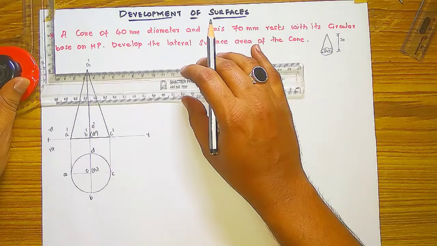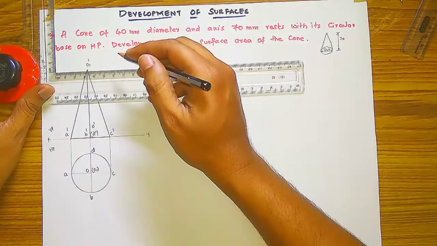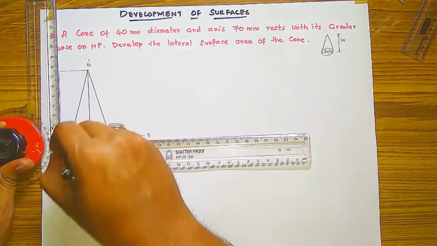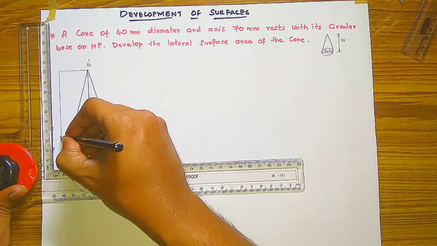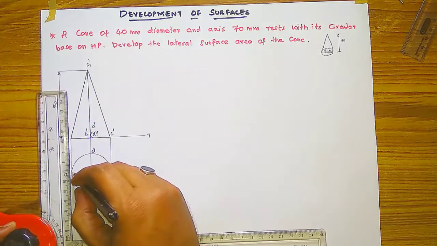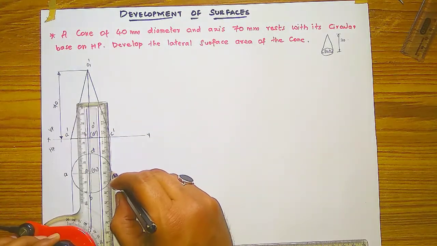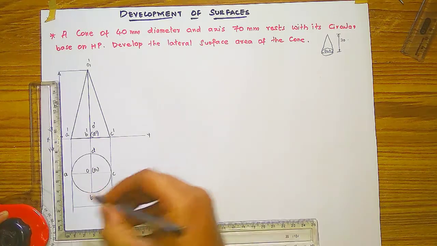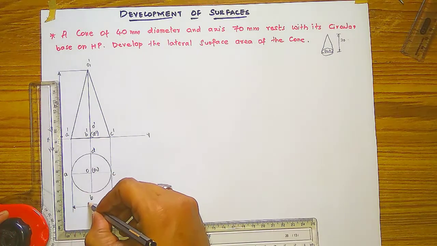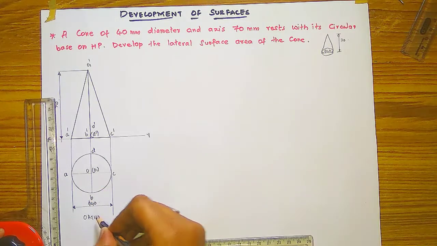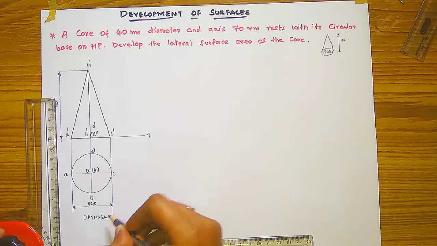Then show the dimension of this axis by taking extension line here and dimensioning line, arrow marks like this. The axis height is 70 mm and the diameter of the circle is 40 mm. Then take extension line like this, dimensioning line, arrow marks, and the diameter is 40 mm, and this is the orthographic view of the cone.